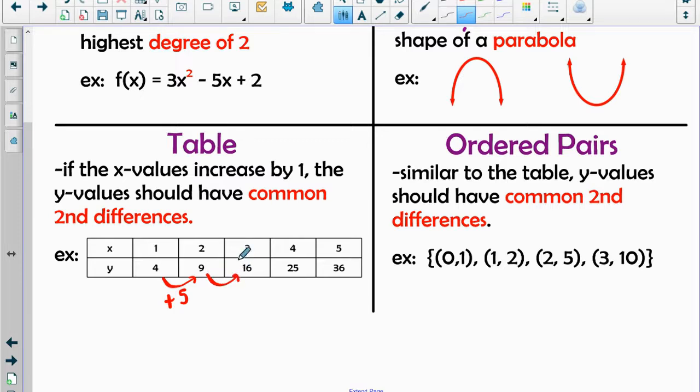Now from 9 to 16, I could count, figure out how much that's increasing, or I can do 16 minus 9, which gives me a difference of positive 7. It goes up by 7. 9 plus 7 is 16.